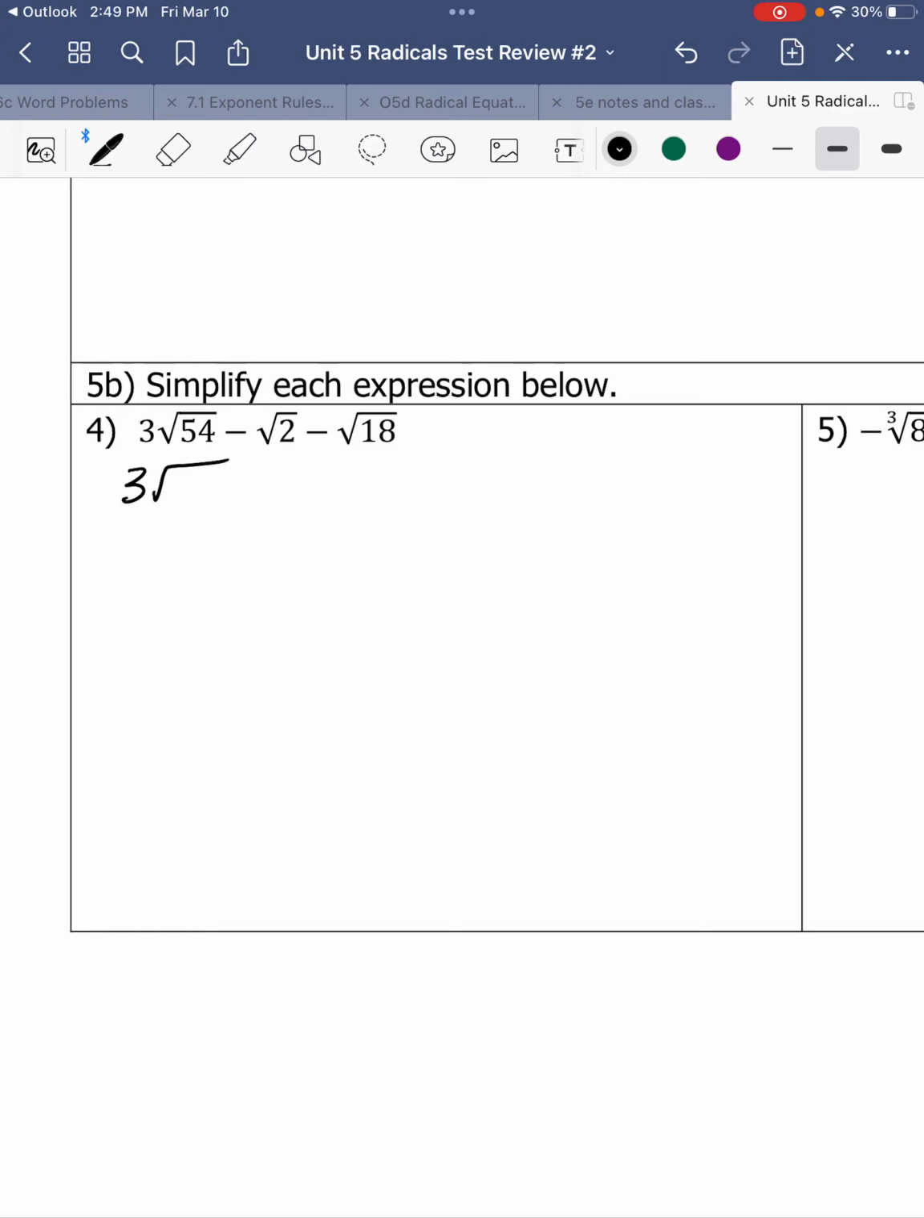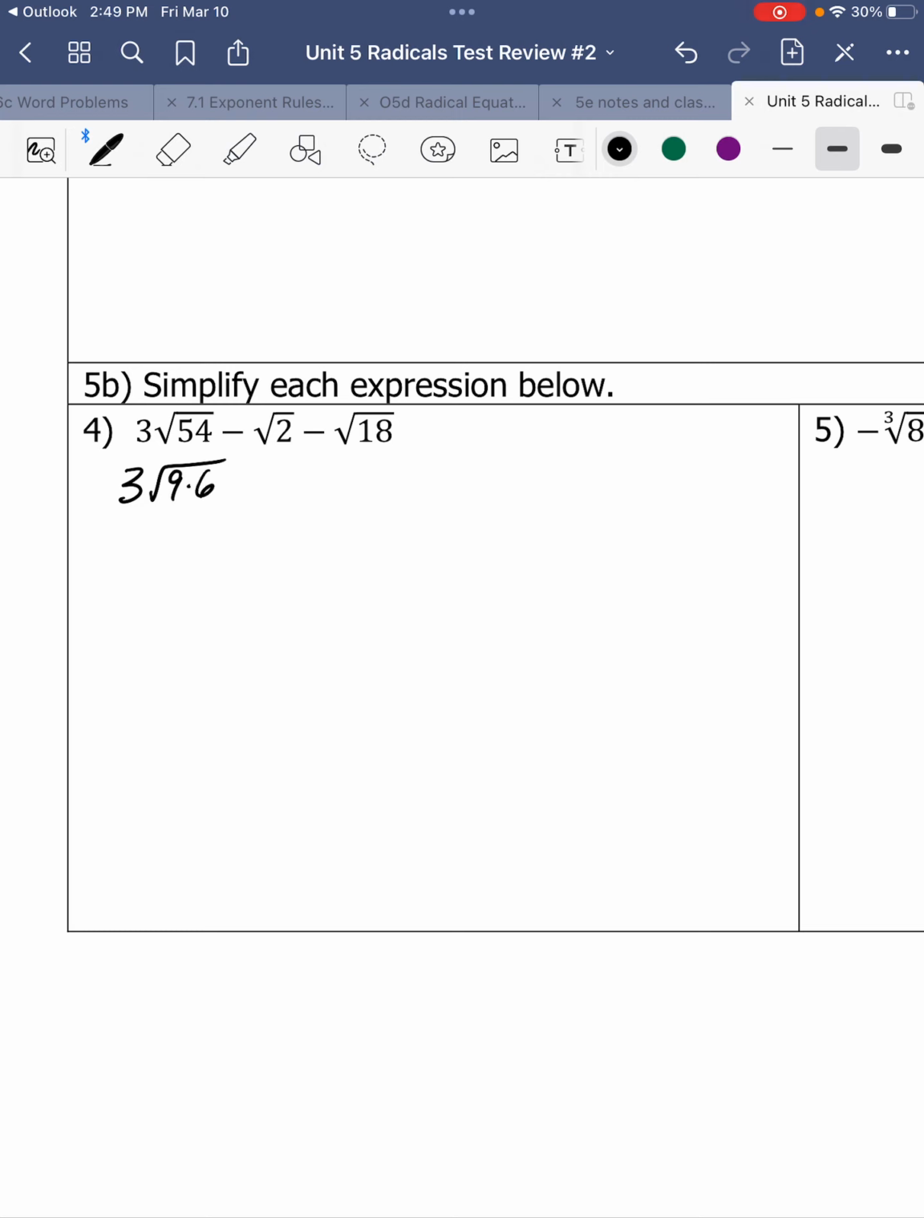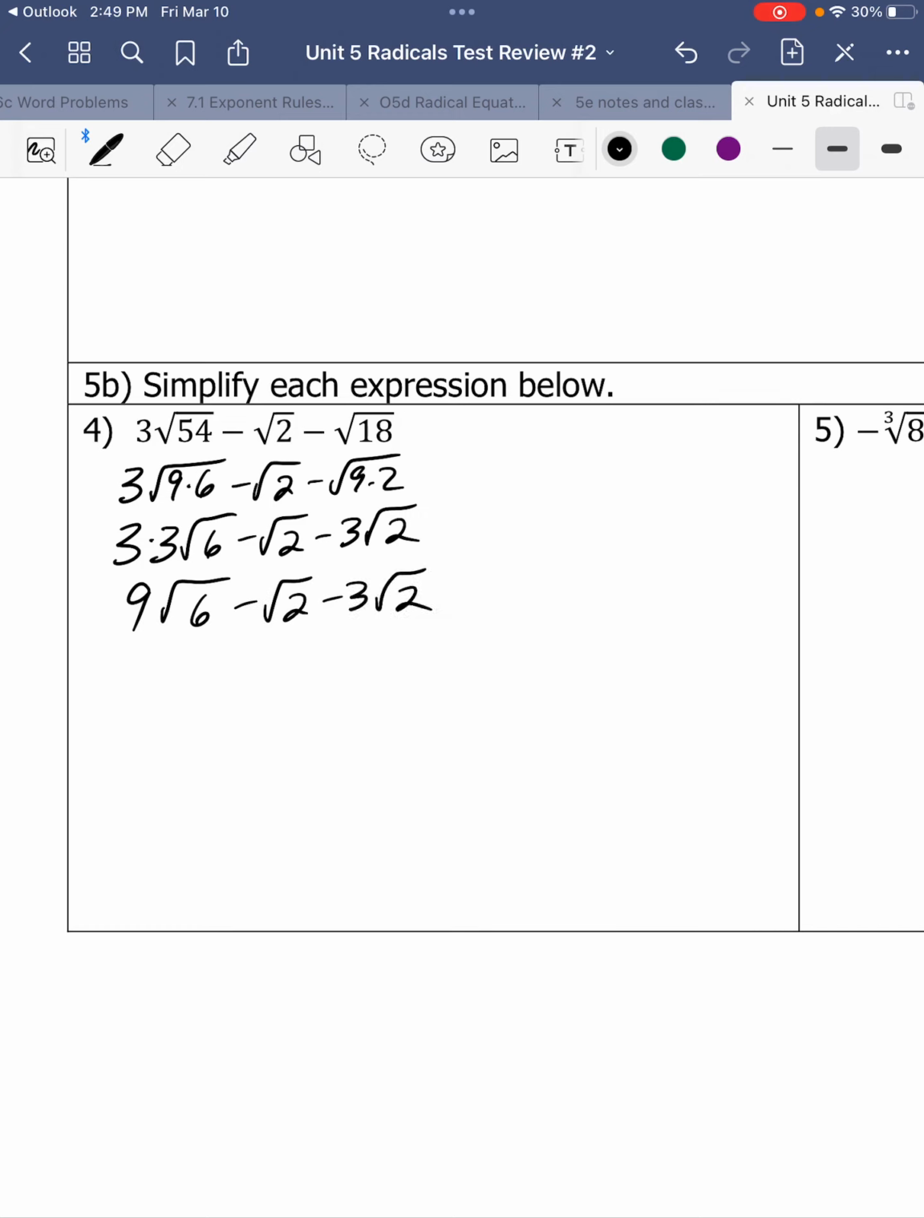Wait a second. Back it up. Biggest perfect square out of 54 is 9. Whoa. 9 times square root of 6, and 9 and 2. Okay, now I got this. Square root of 9 is 3, so 3 square root of 6, minus square root of 2, minus 3 square root of 2. 9 square root of 6 minus square root of 2 minus 3 square root of 2.